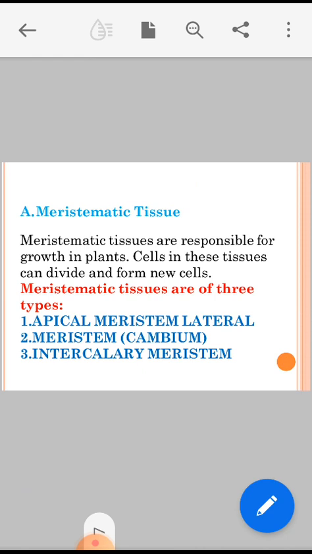Just check the second one, the lateral meristem. There is a mistake in the second number, so please correct it and write. In your notes it is given correctly.